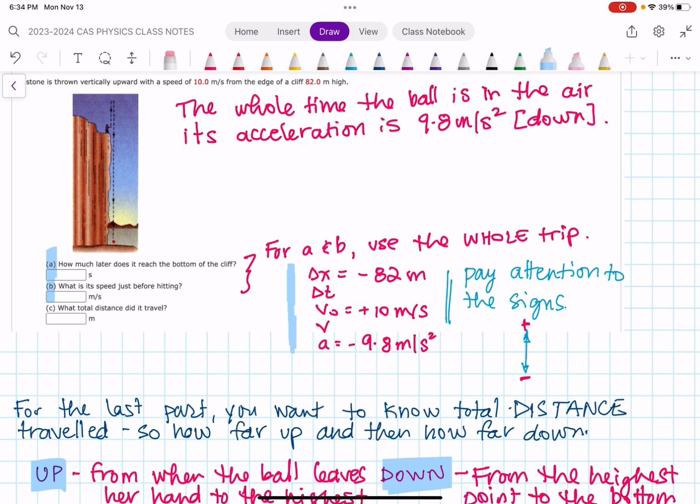Now for part C, it's asking for the total distance, which means you really need to know how far does it go up and then how far does it come down. We know this part is 82 meters, right? So what we need to figure out is the x on the way up. That's the question you were asking me. How far up does it go?